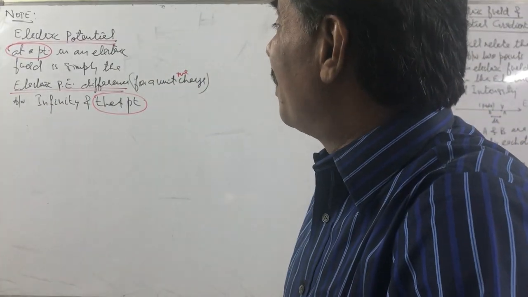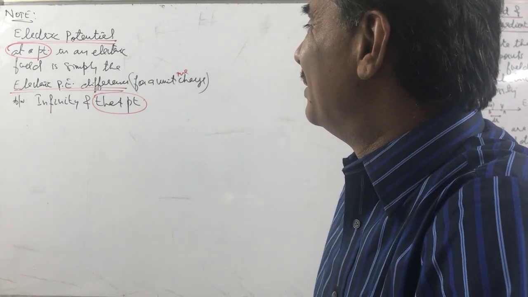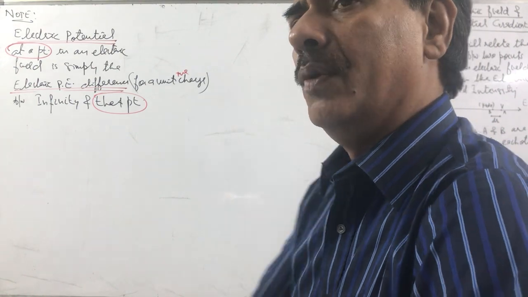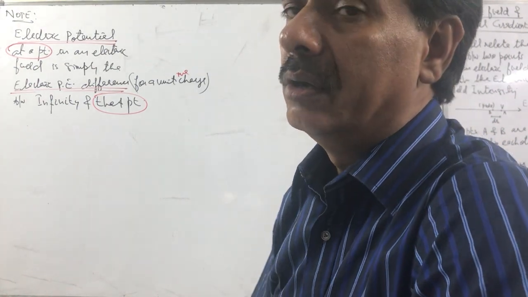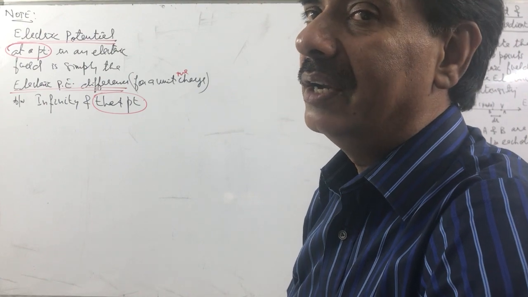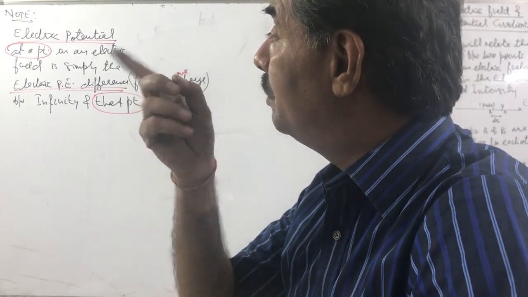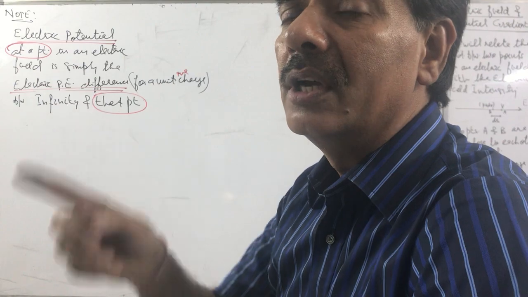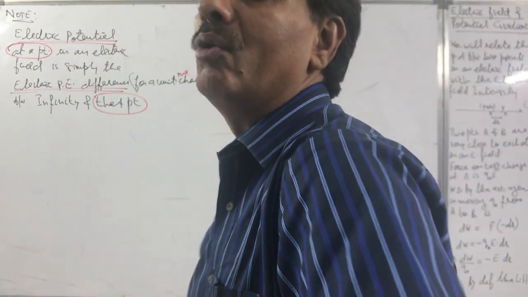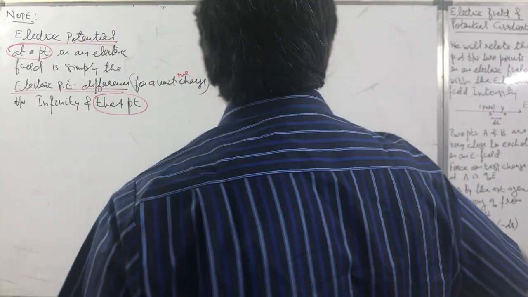If we start the reverse from here, if it is between two points, it will be called electric potential difference between the two points. And electric potential difference between two points will be for a unit positive charge. And if we want to talk about potential energy difference, we will simply multiply by Q0. Anyway.